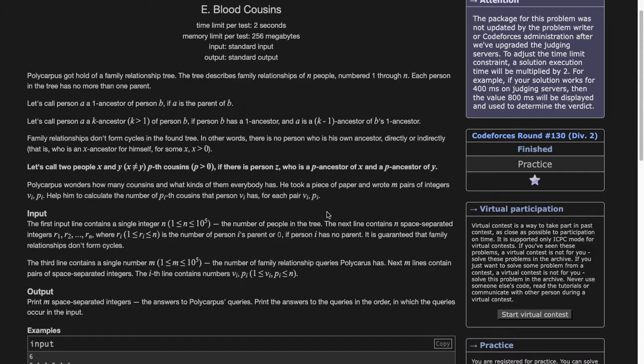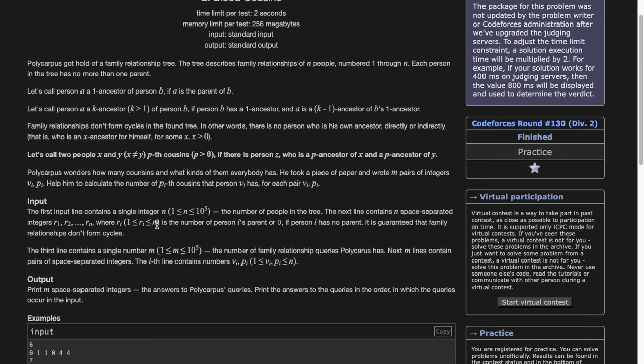This is based on the concept of binary lifting, to solve the classical problem of finding the pth ancestor of a node. So we've been given a tree and we've been given m queries.